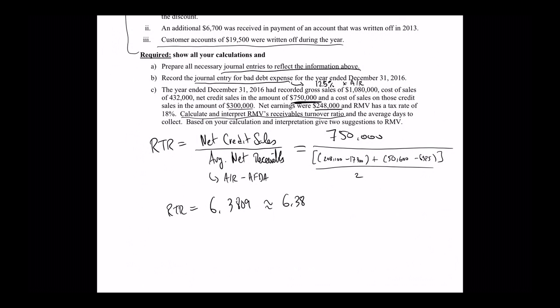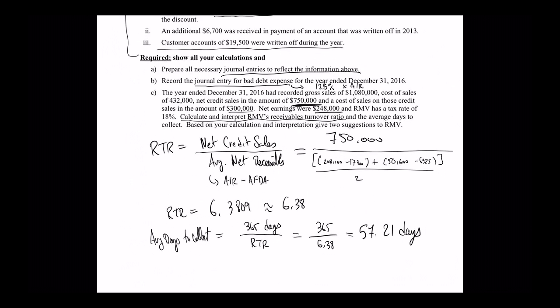Now they ask us to calculate the average days to collect. Average days to collect is equal to 365 days divided by your receivables turnover ratio. So that's 365 divided by 6.38, and if you calculate that, that'll give you 57.21 days. So on average, RMV collects their receivables every 57.21 days, and they completely cycle through their receivables 6.38 times per year.